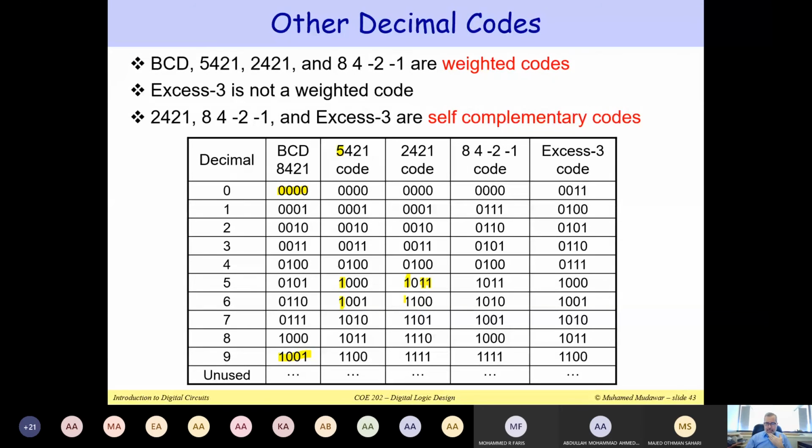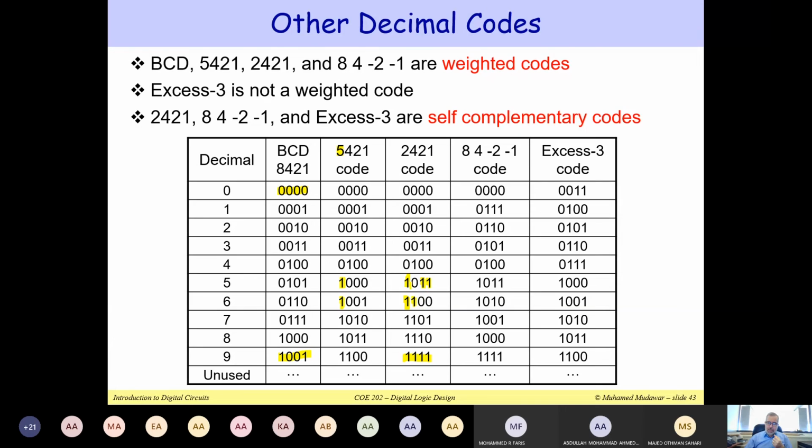If you would like to get 6, it will be 1100. So this is 2 plus 4, which gives me the 6. And finally, 9 will be 1111, which is 2 plus 4 plus 2 plus 1, which gives you the 9. Therefore, the weights are chosen so that their sum is equal to 9. That's an interesting weighted code.